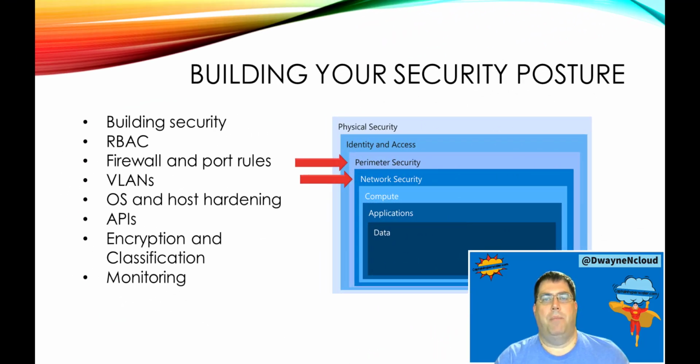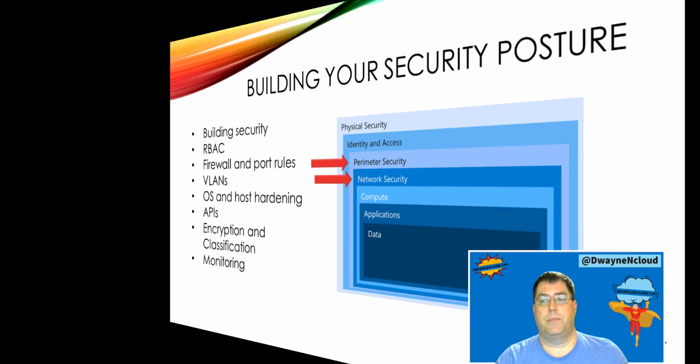We spoke a lot about building a security posture in the last video, and we're not going to spend a whole lot of time on it today. I just wanted to review: what we're talking about mostly within these videos is the perimeter and network security components that the network services provide. And one of the key things around that is our network security groups within Azure.